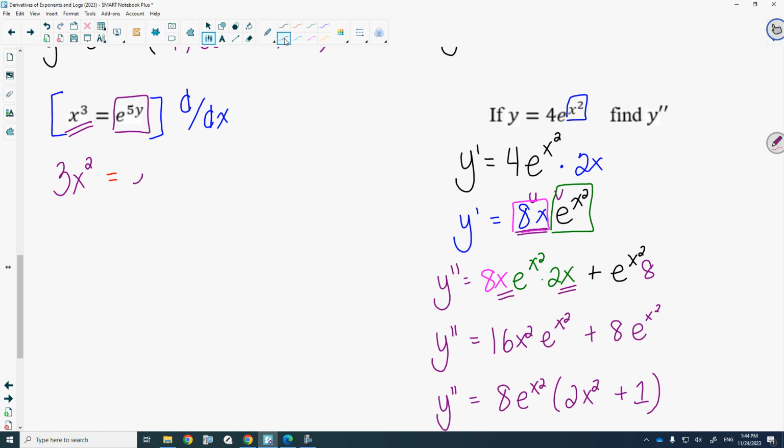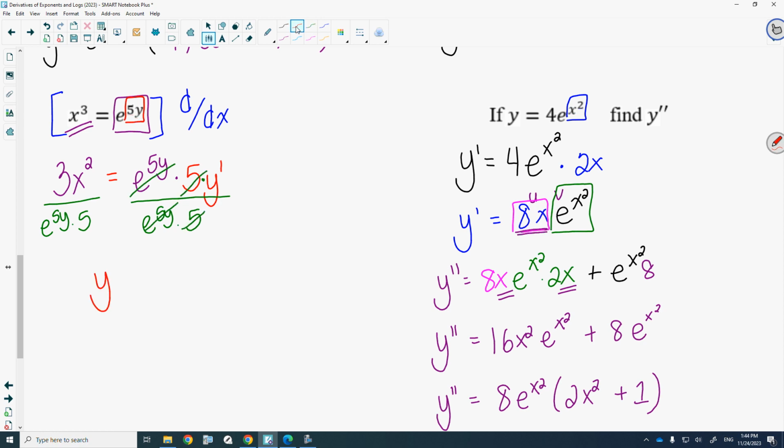That is equal to the derivative of e to the 5y, which is e to the 5y times the derivative of 5y. Derivative of 5y is 5, and then I just took the derivative of y, so I'm going to write y prime. I want to get y prime by itself, so I'm going to divide both sides by e to the 5y times 5. And this will cancel, and I will be left with y prime, so the derivative is equal to 3x squared over 5e to the 5y. And that would be your derivative.